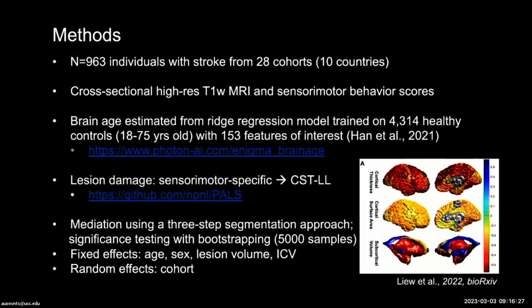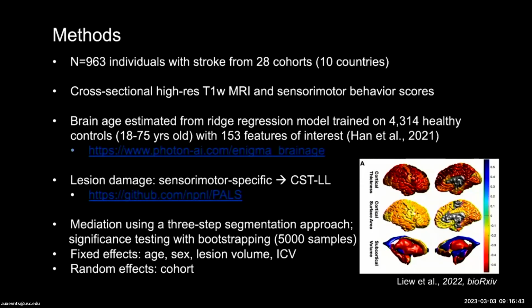And one of the reasons we use this model is because it's publicly available. So a theme in my research is reproducibility and trying to share as much as we can. And so this is a model that you could go online and run your data through if you wanted to see if you also have brain age relationships.